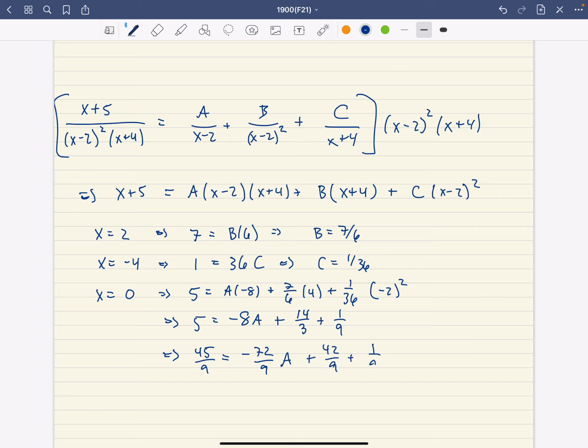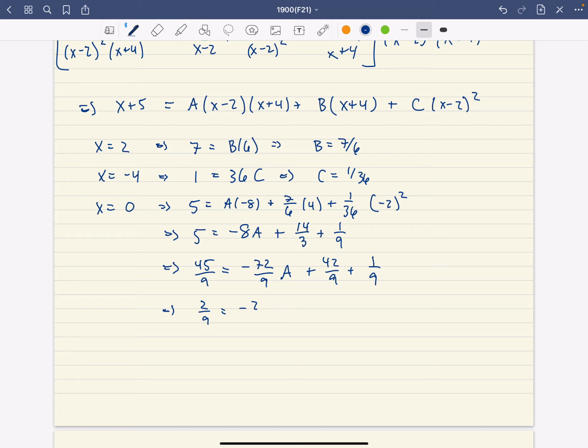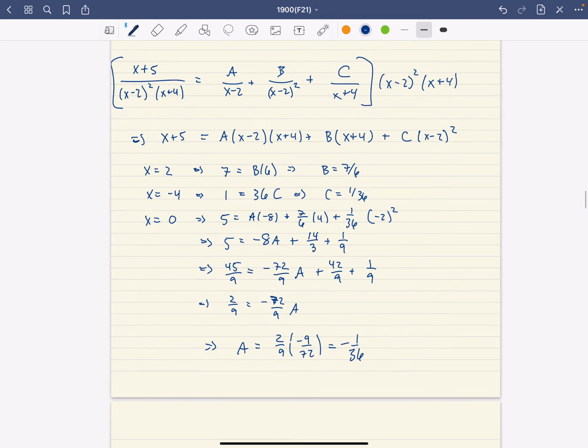On the right side, these two terms will be 43/9, and that's 45/9, so this will be 2/9. It's equal to negative 72 ninths a, and therefore a is going to be equal to 2 ninths times negative 9 over 72, or negative 1 over 36. And so we're almost there.